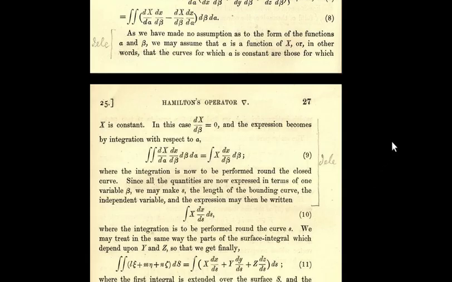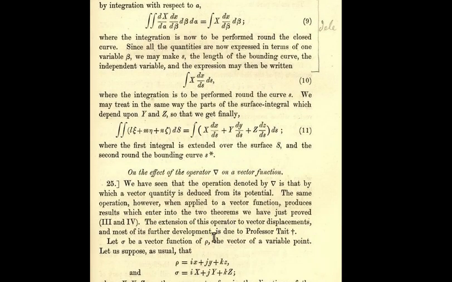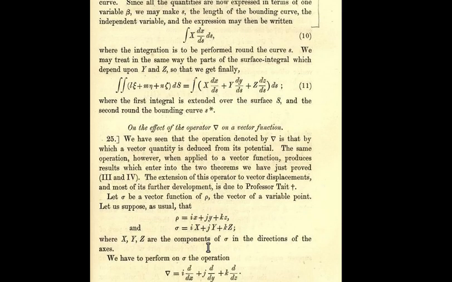Since all the quantities are now expressed in terms of one variable beta, we may make beta the length of the bounding curve, the independent variable, and the expression may then be written as the integral of x dx by ds ds. Equation 10, where the integration is to be performed round the curve A. We may treat in the same way the parts of the surface integral which depend upon y and z, so that we get finally the surface integral of (l xi plus m eta plus n zeta) ds equals the line integral of (x dx by ds plus y dy by ds plus z dz by ds) multiplied by ds. Equation 11, where the first integral is extended over the surface S and the second round the bounding curve A.